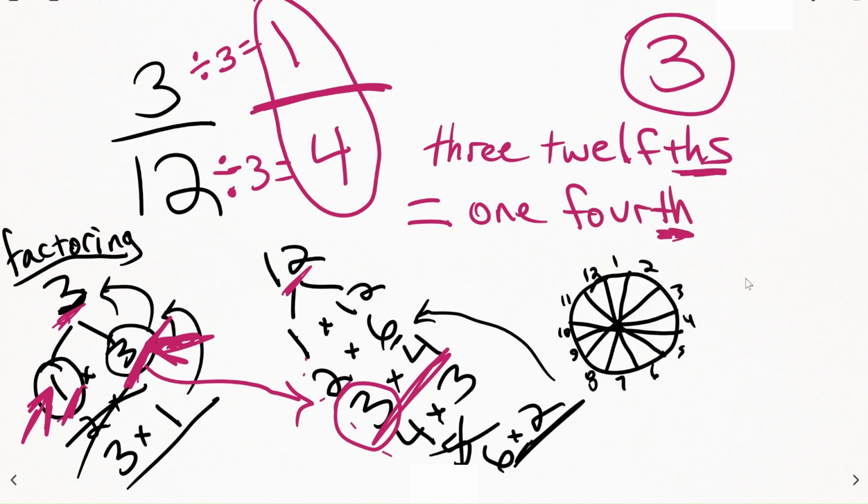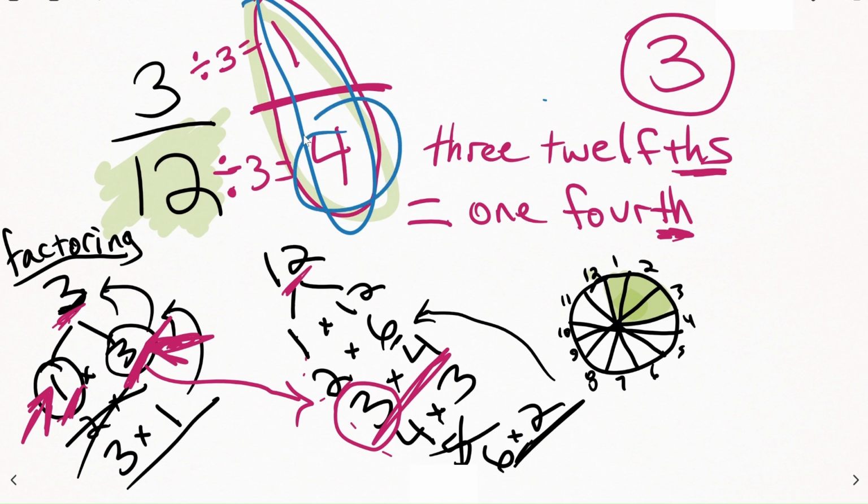So if we have a pizza divided up into 12 pieces, as you can see here, and we eat 3 pieces of the pizza, then that is the exact same thing as saying that we ate 1/4 of the pizza. Now, why is that? If we look at the way this pizza is divided, the number on the bottom is how many pieces to divide it up into, and the number on the top is how many pieces you ate.